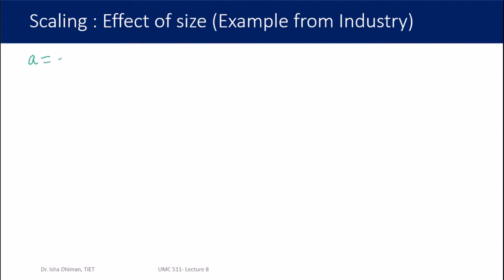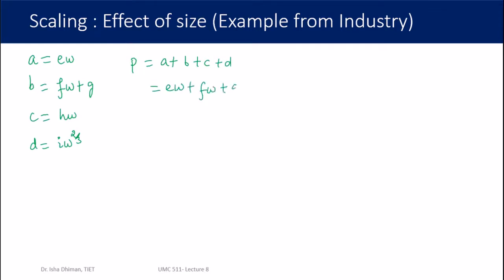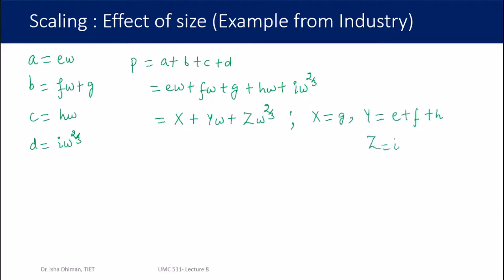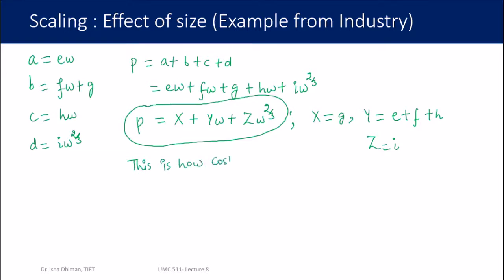So now if I rewrite all of them and add them, P is A plus B plus C plus D, you'll get this expression, which you can write in a simple form: x plus yW plus zW raised to power 2 by 3, where x, y, z are these parameters. So this is the wholesale price of the product and its dependency on the weight.